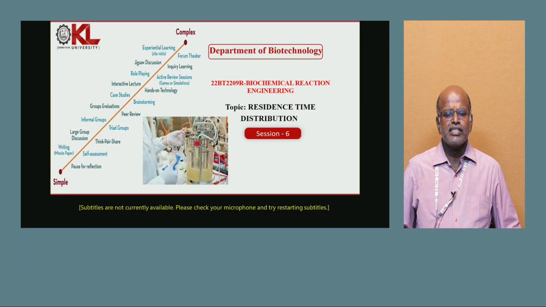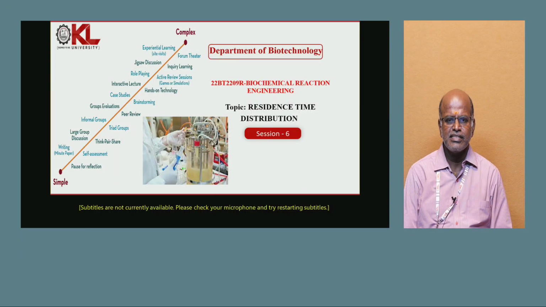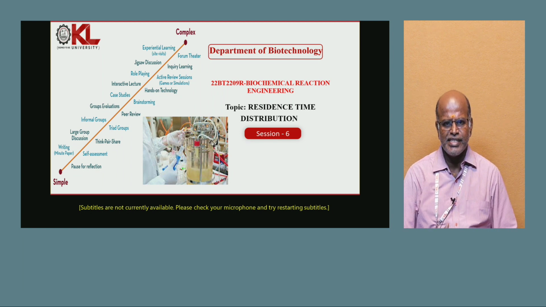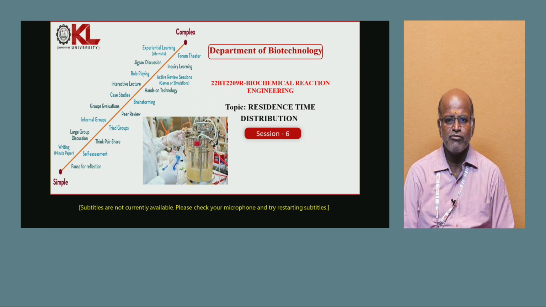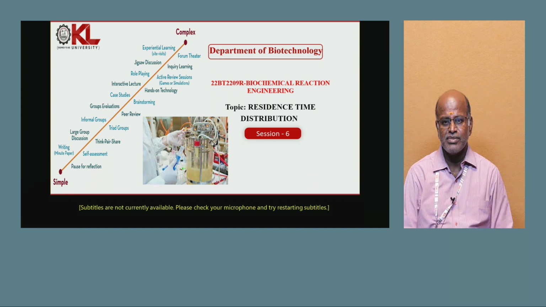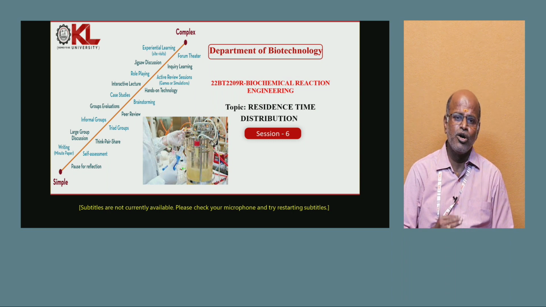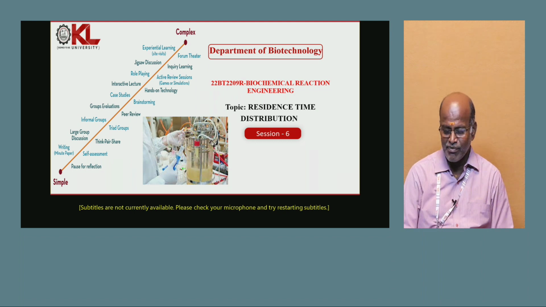In this session, as we have discussed previously, the reactors, the types of reactors, ideal reactors, non-ideal reactors. Now we need to discuss what the residence time distribution is. Each and every reactor needs some time for complete mixing and for complete reaction. That comes under the residence time distribution, that is, how much time we need to give for proper reaction to take place.